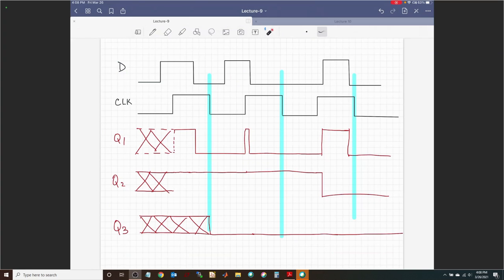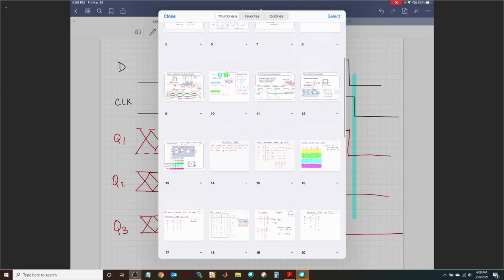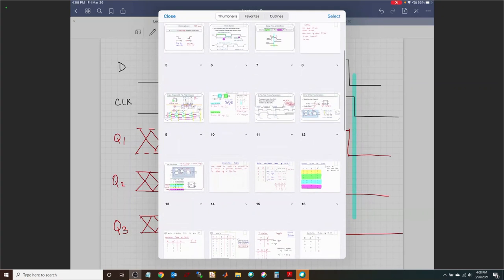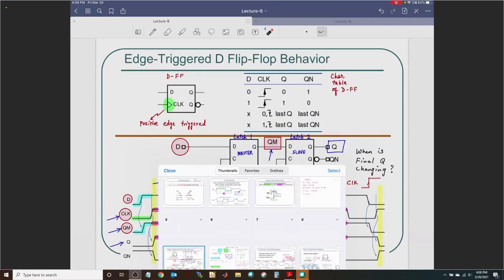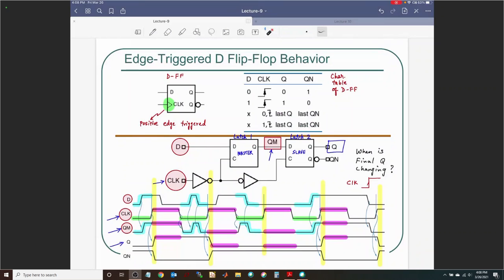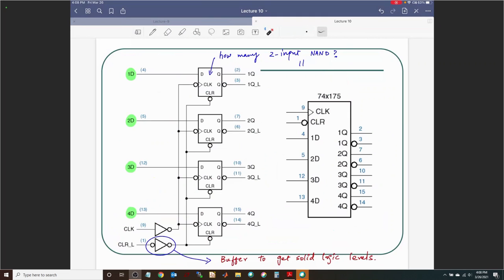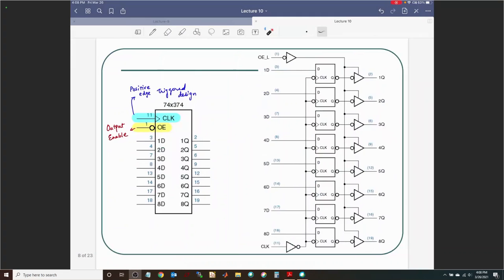No, no. So each D flip flop is made up of 2 D latches, right? There's a D latch here, there's a D latch there. Each latch, yeah, right. You got it. All right. Let's see. Positive edge trigger design, output enable, OE.